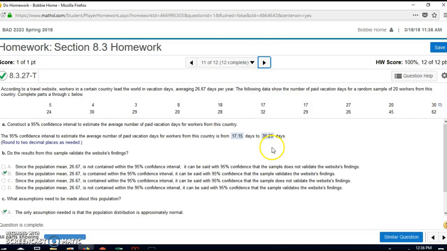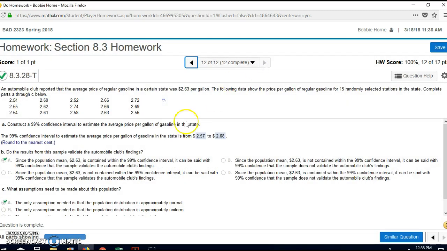Question 11, work it the same way you worked number 10. And question 12, you work it the same way as you did number 10 and number 11.